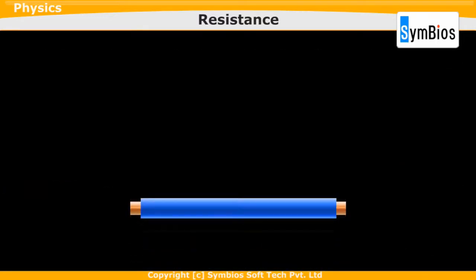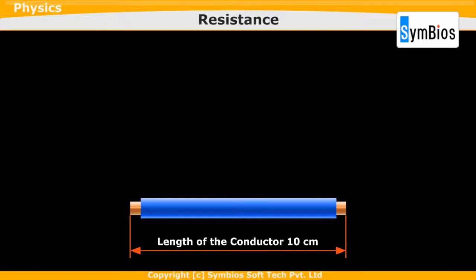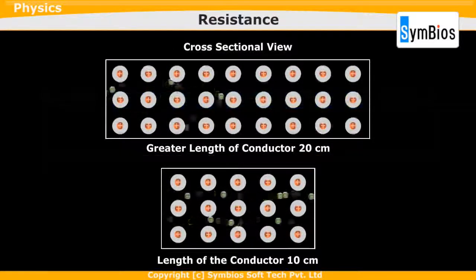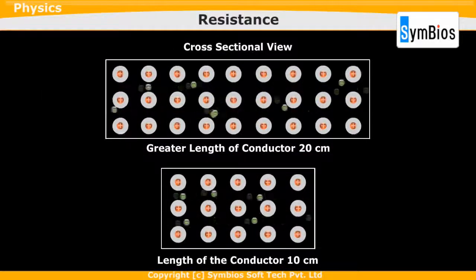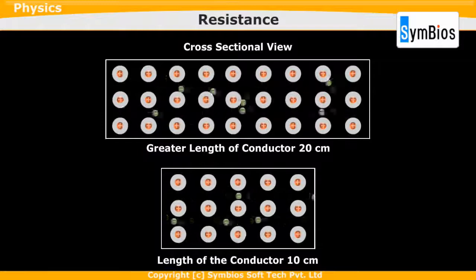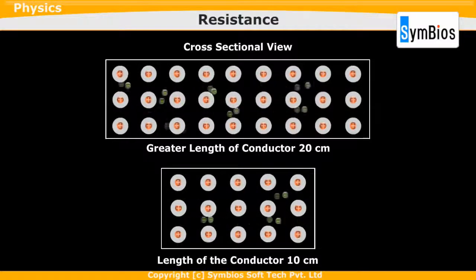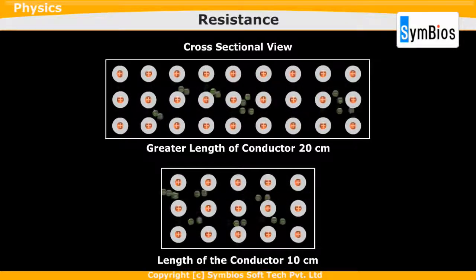First, let's take up the length of the conductor. When the length of the conductor is greater, the distance to be covered by the electrons is greater, and hence there will be more collisions. There are also more ions to collide with, hence the resistance is greater.